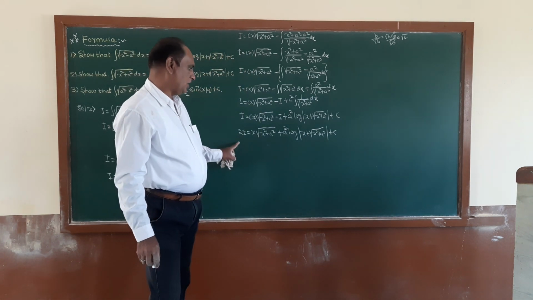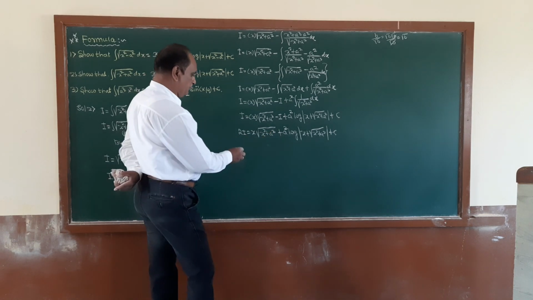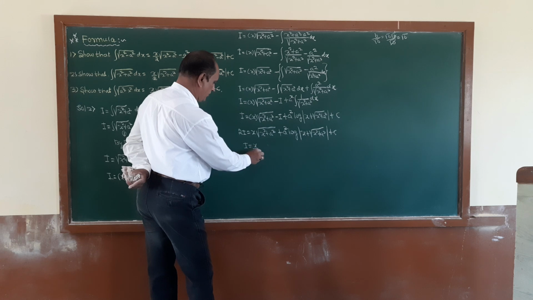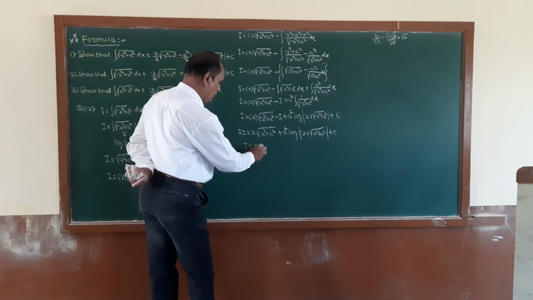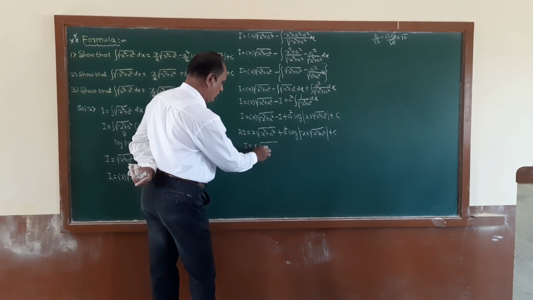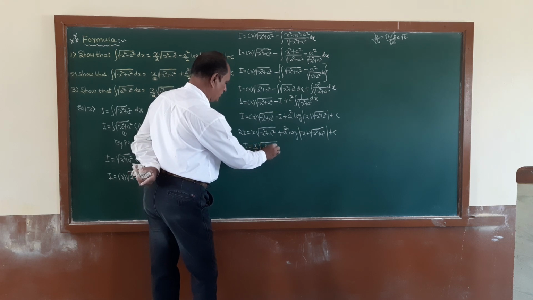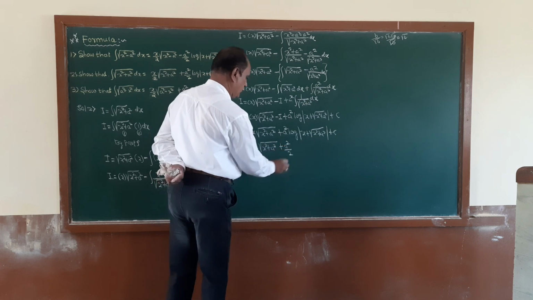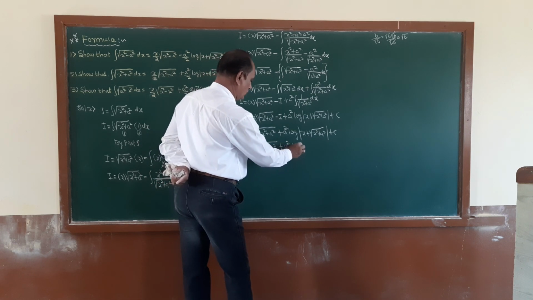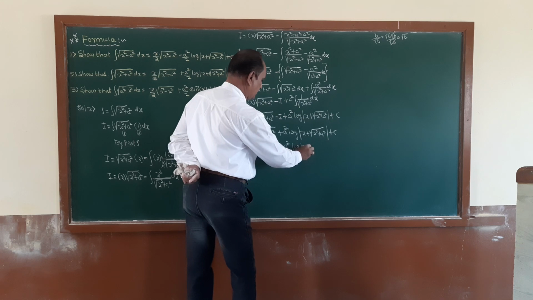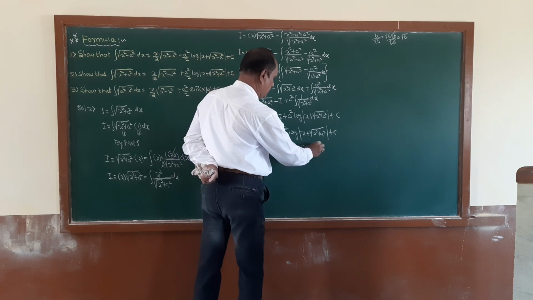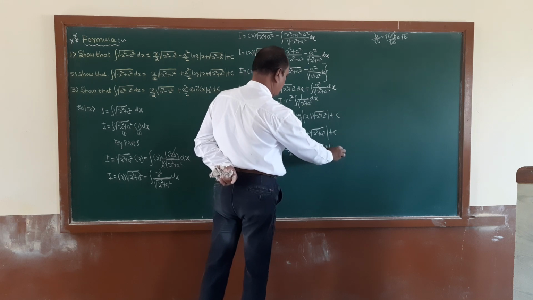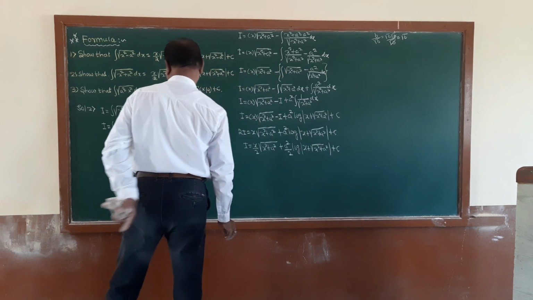So divide both terms by 2. Therefore I is equal to x divided by 2 into the square root of x square plus a square, plus a square divided by 2 into log of mod of x plus the root of x square plus a square, plus constant c. We get the second formula.